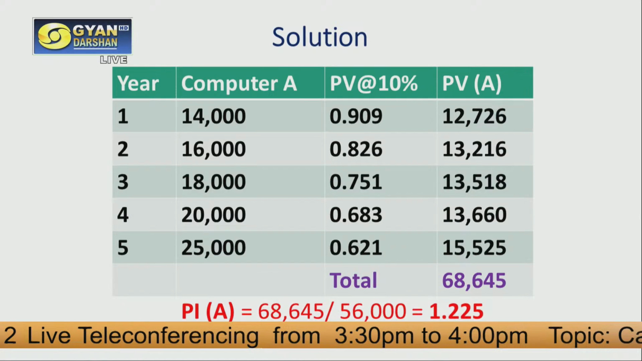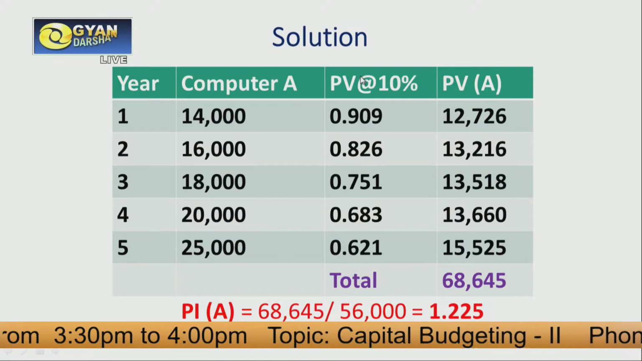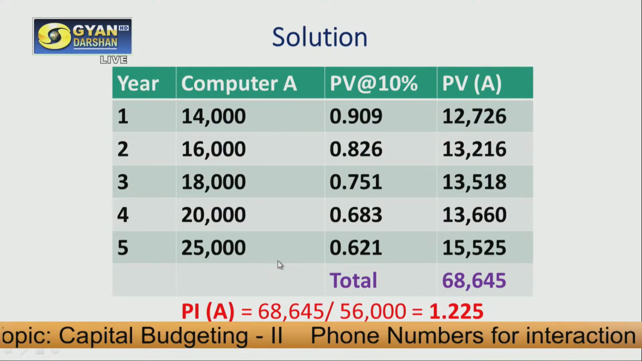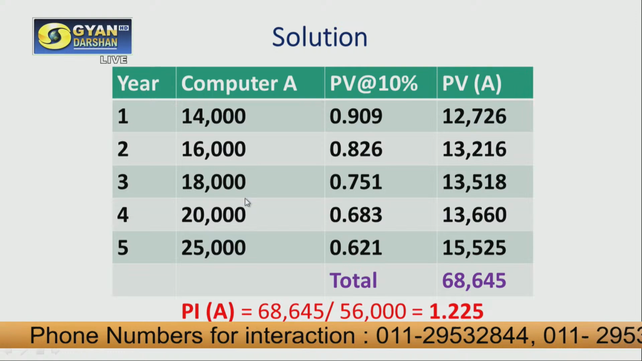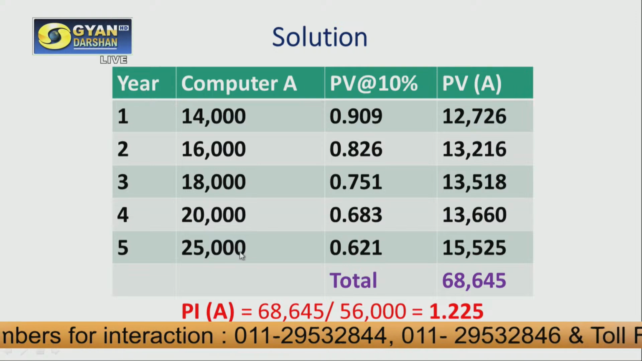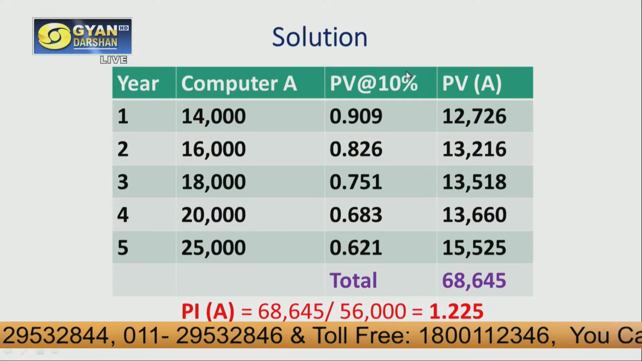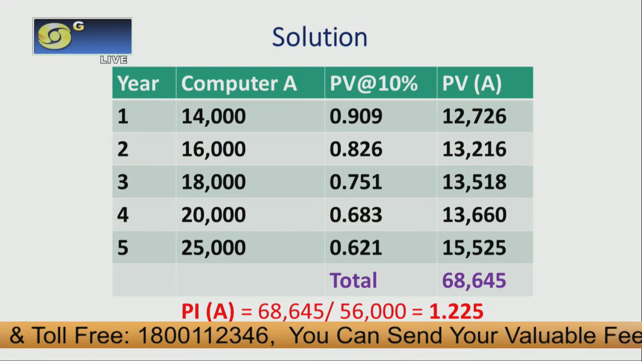Again, for computer A, I took these values from the previous table, from the question itself. Here 1, 2, 3, 4, 5. These are the cash inflows for computer A: 14,000 for first year, 16,000 for second year, 18,000 for third year, 20,000 for fourth year, and 25,000 for fifth year. Again, the PV value at 10% rate. This is something we can always get from the PVF table.